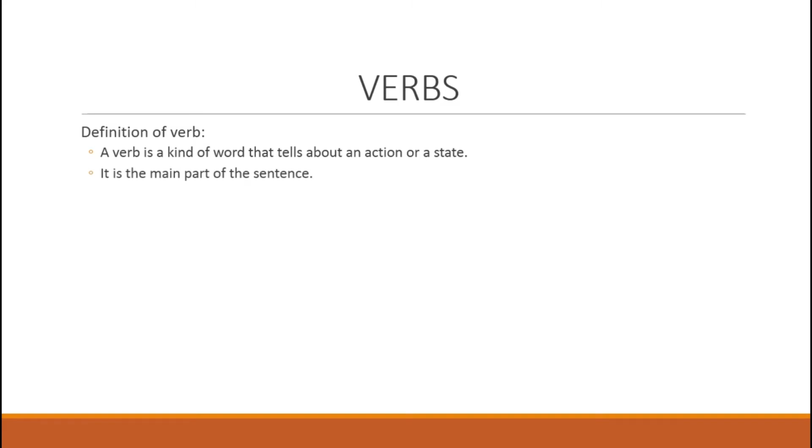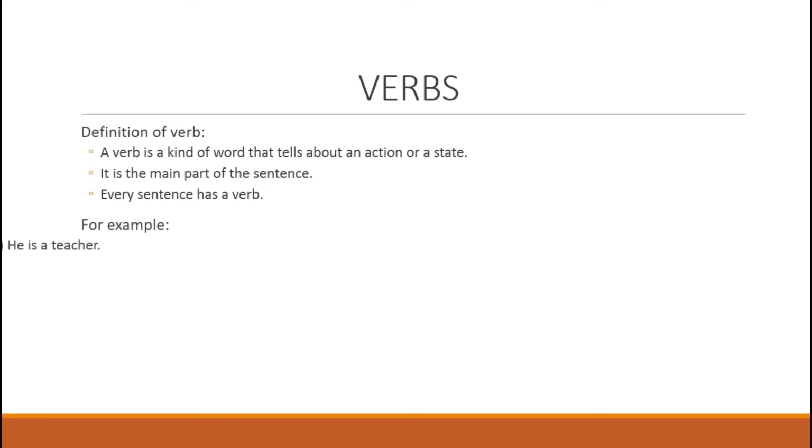It is the main part of the sentence. Without a verb the sentence is incomplete. Every sentence has a verb. If a sentence is a complete one, then it has a verb. Without a verb, we cannot say the sentence is a complete sentence.